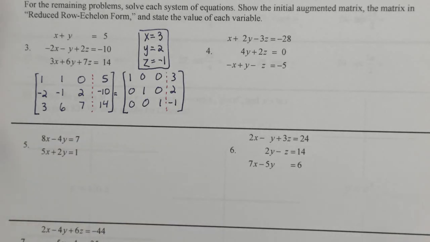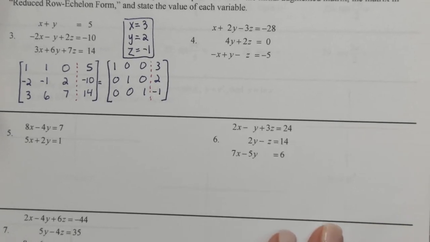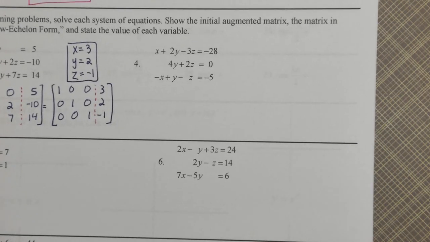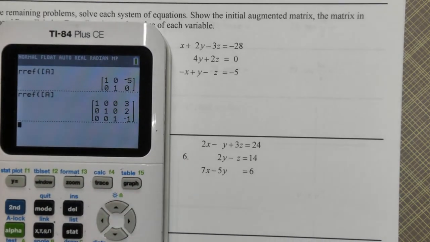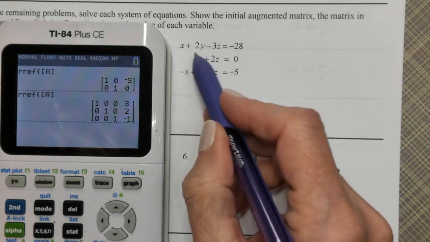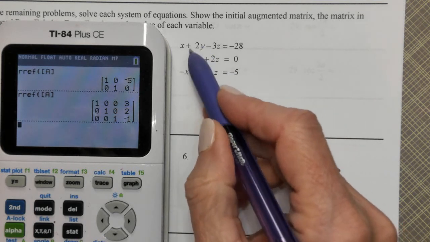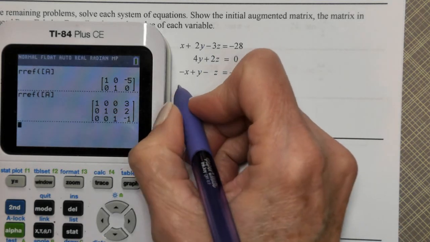I'm going to do one more with you here. I don't care which one we do. Let's do number 4. They're all very similar. There are none that are harder than others. They're all very similar. Okay, so this is another 3 variable system of equations, 3 equations, 3 variables. So it's going to be very similar to what we just did.